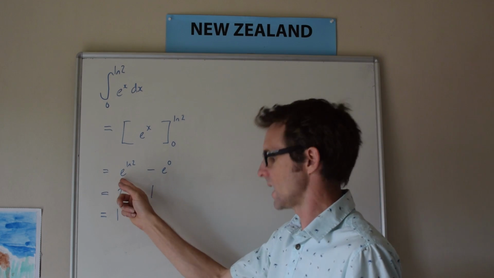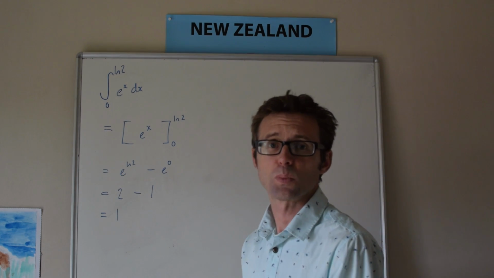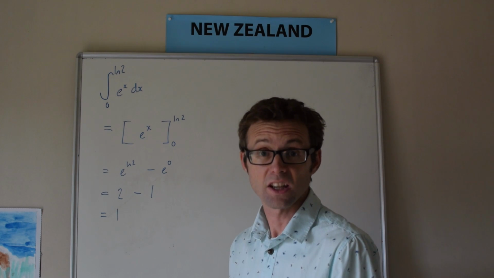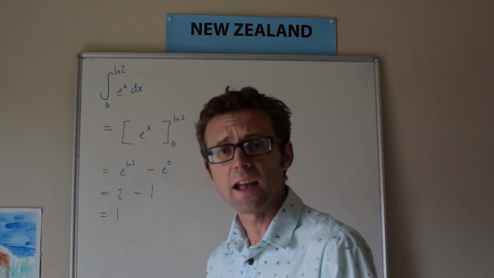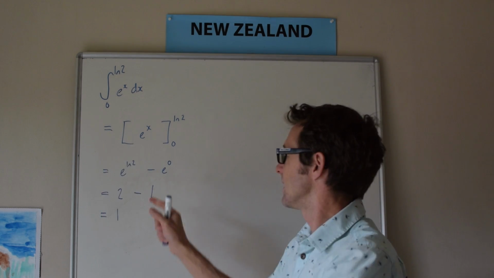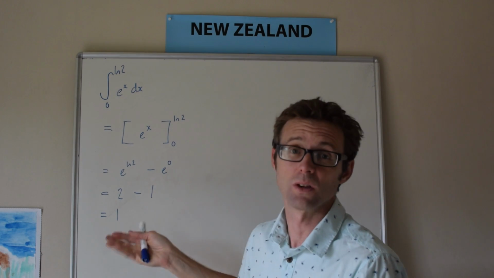If you are unsure, you can easily do this on your calculator. Just press shift e, and then in the little box that comes up, put ln 2, and you'll see that this is so.